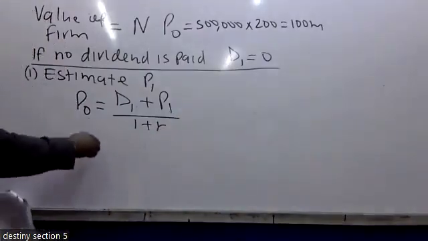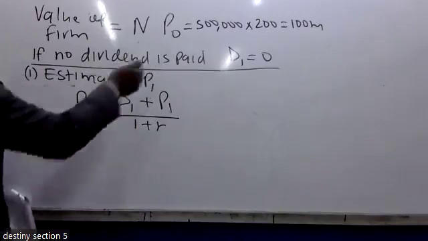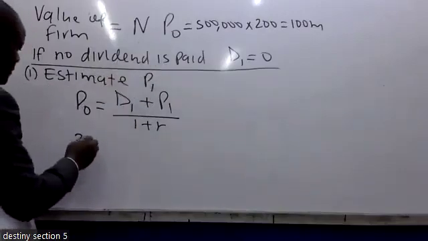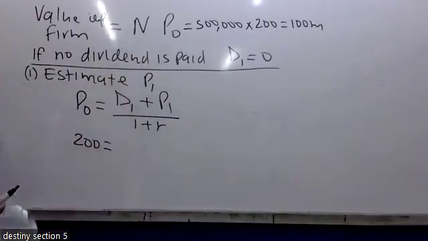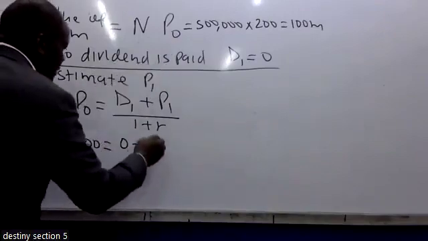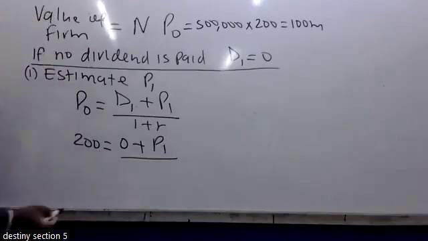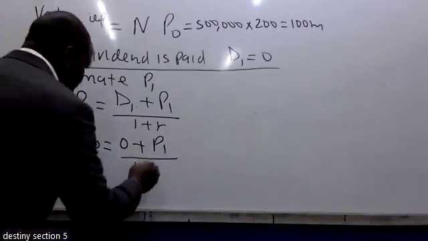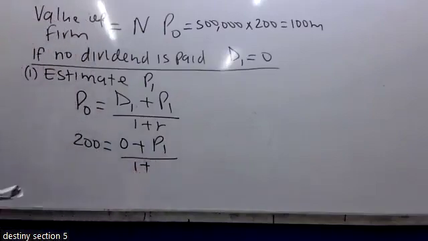So we come down here where there is PO, we put there 200. D1, we know it is 0. We are looking for P1, divided by 1 plus R, where R is the cost of equity.